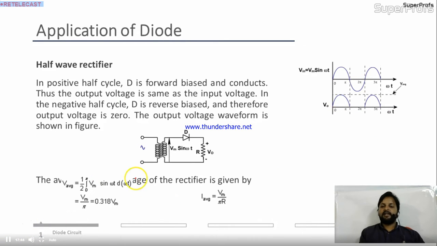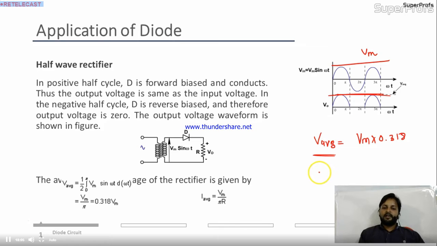It means in the half wave rectification, if originally you have Vm, your V average will become Vm times 0.318. 31.8% of the Vm you will have as V average in the half wave rectification. So once you find the value of V average, can you find the value of I average? Yes, you can find it.